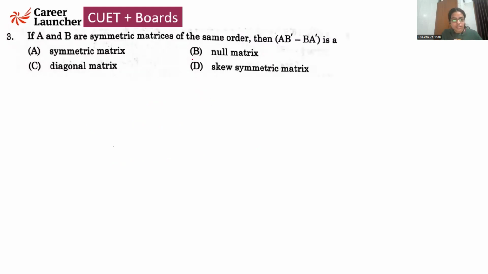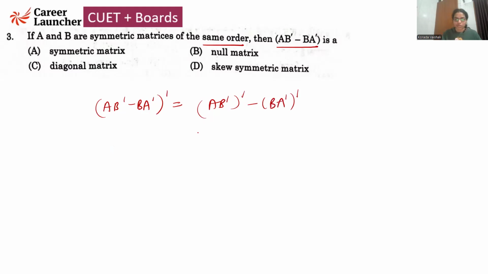Now the next one is: if A and B are symmetric matrices of the same order, what can we comment on (AB)' minus (BA)'? The dash that is being used here is nothing but the transpose operation. So let us just apply it. We are given this expression and looking at the transpose of this whole expression. Let us just open the bracket. This is ((AB)' minus (BA)')'.